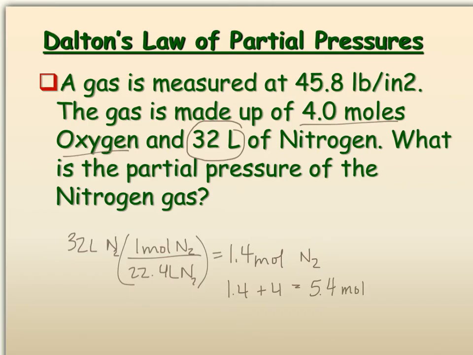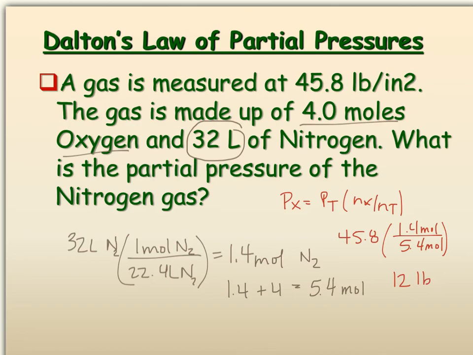And then to figure out my percentage of nitrogen gas, here's where I'm doing this: P X equals P total times n X over n total. My total pressure is 45.8, and I'm going to multiply that by the 1.4 moles over 5.4 moles. That ends up being like 45.8 times almost 26%, which gets me a number like 11.9. But ultimately my 32 liters with 2 sig figs controlled everything, so I have to round that to 12 pounds per inch squared.